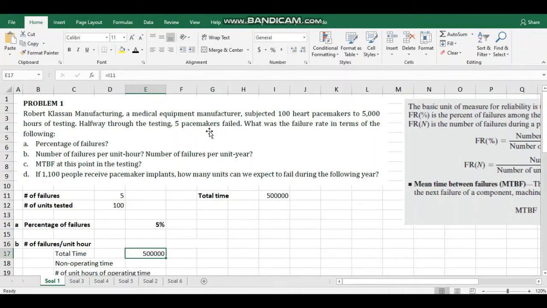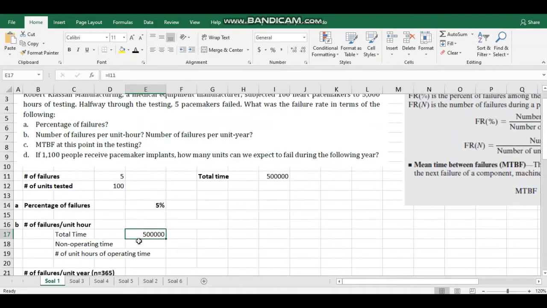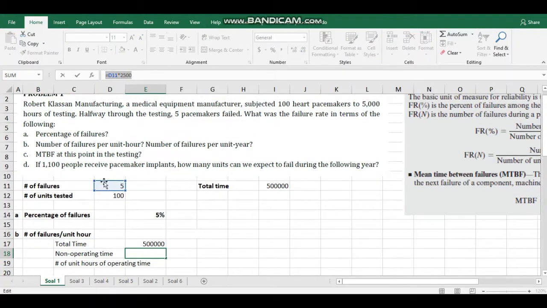So we know that the non-operating time is halfway through the testing, so it's half of 5,000 hours. It means that per pacemaker, it only took 2,500 hours, right? And the rest of it is stopped. The machine stopped because the testing failed. So we get the non-operating time by multiplying the number of failures, which is 5 pacemakers, with 2,500 hours, because the testing failed halfway through the process.